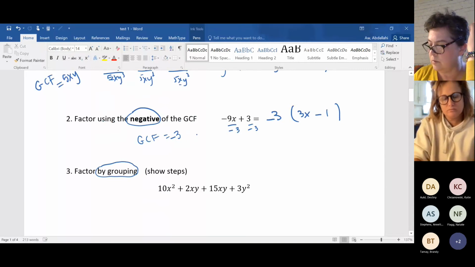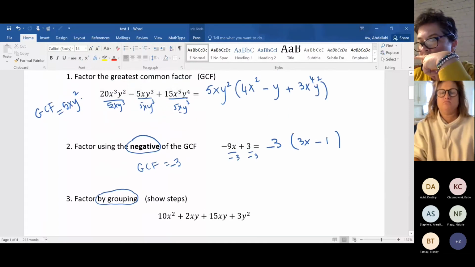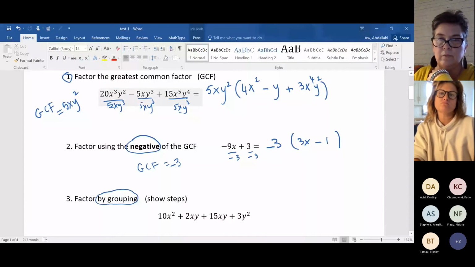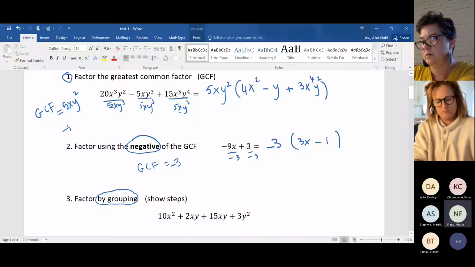For instance, even for the number one here, we could ask you to factor the negative GCF. We could ask you to factor, instead of 5xy squared, -5xy squared. But the truth is, in mathematics, every time you factor by a positive expression, you can factor by the negative expression. It's the same process.